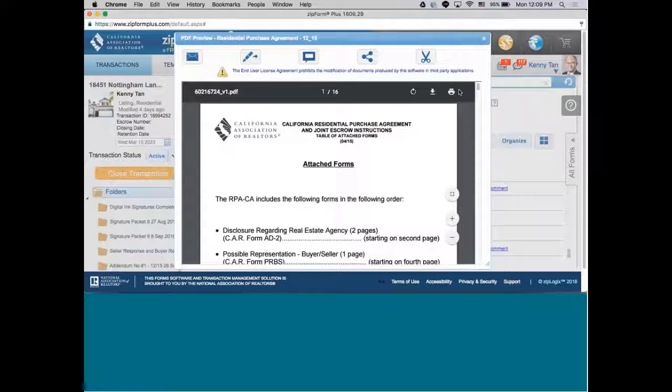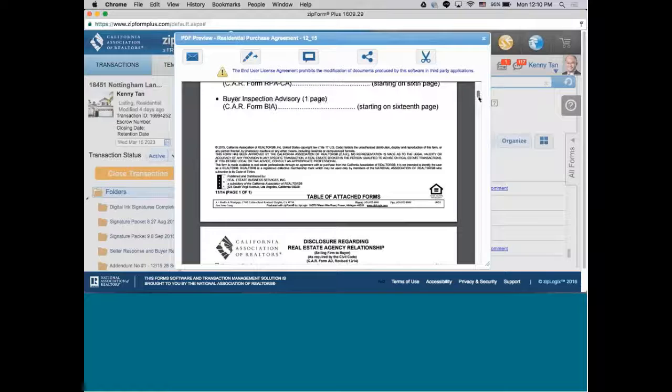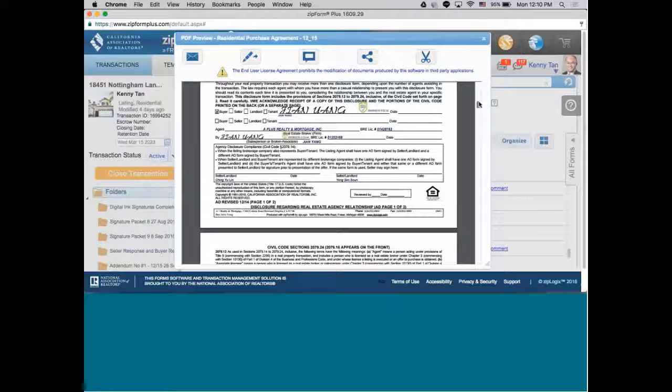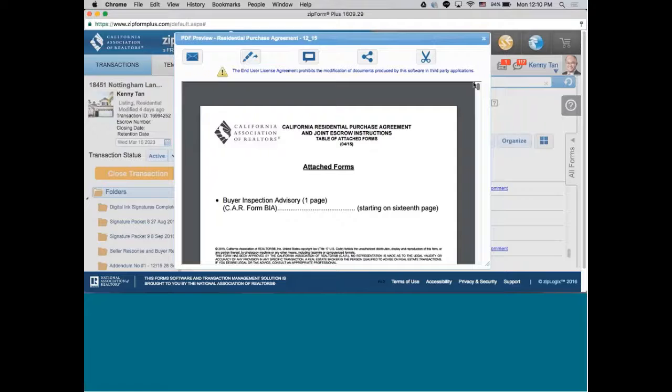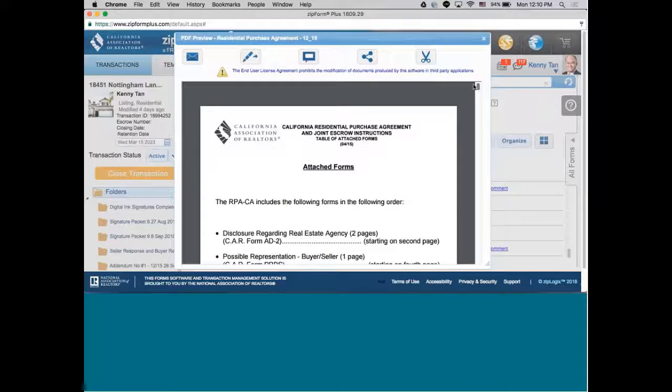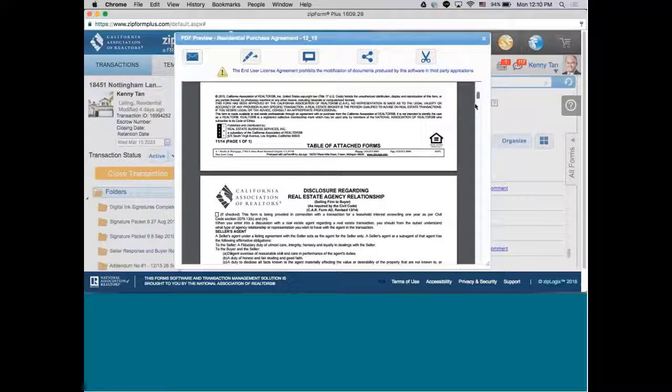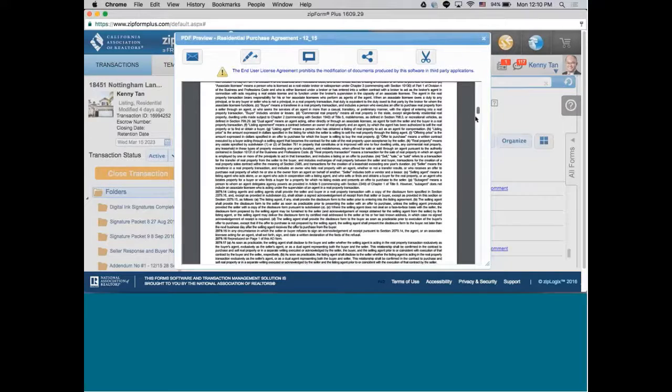Typically, when I receive an offer, certainly I'll review it to see what's in it, right? But I don't have to view it within Zipform. I can view it using Adobe. Now, I browse through it. At least when I receive the offer, I usually don't pay much attention to the disclosure and the possible representation of more than one buyer.